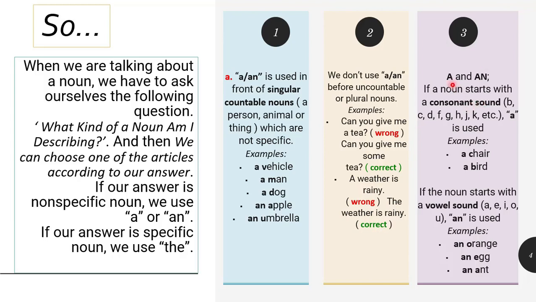Number 3, a is used with a consonant sound like b, k, d, f. But if it is a vowel sound like a, e, or o, it is with an. An orange, an egg, an ant. So this is all with the vowel. Remember, we don't count what the letter is. We count the sound of the letter to decide whether it is a consonant or a vowel.